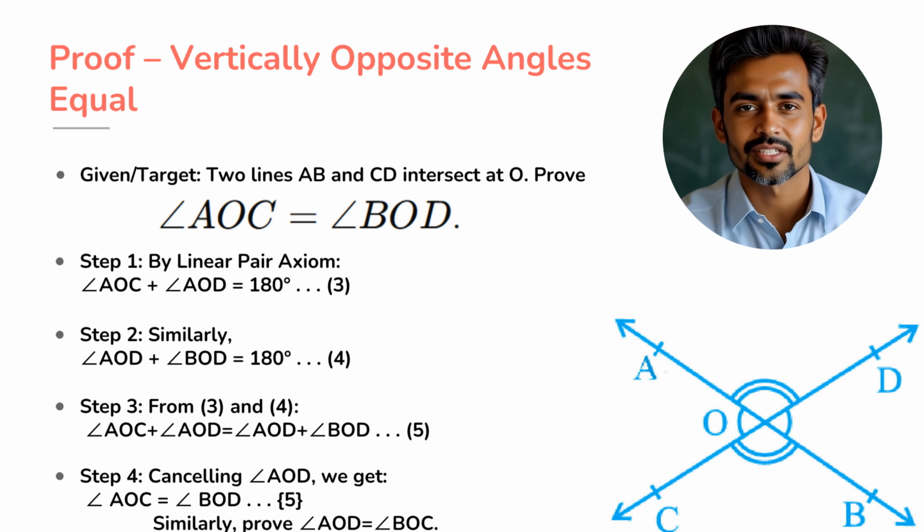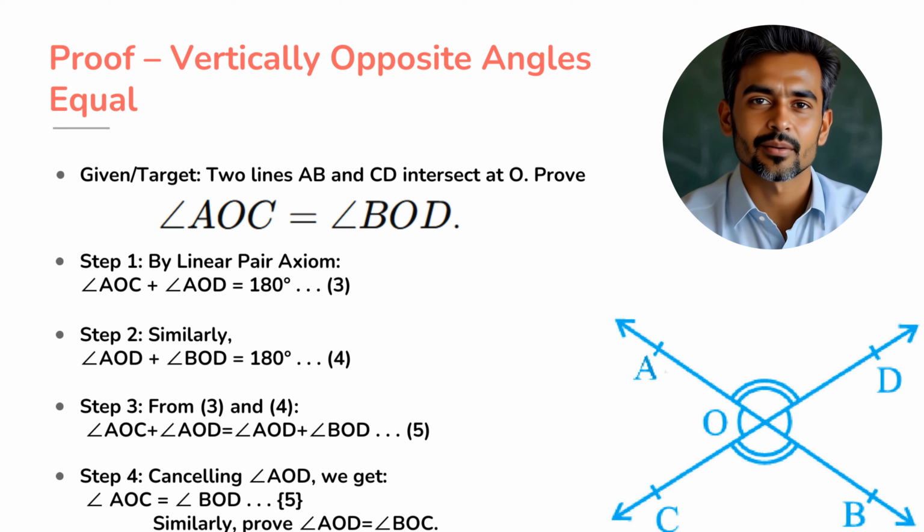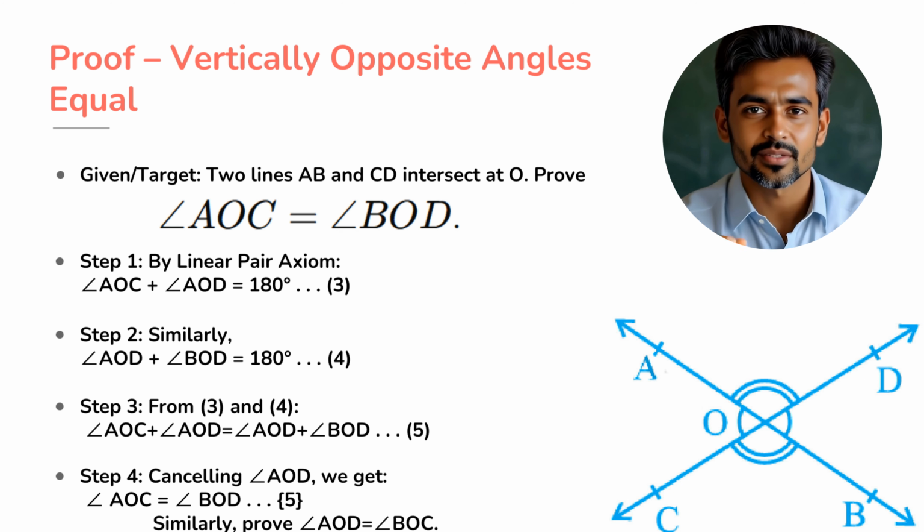Let's quickly prove this theorem step by step. Step 1. At point O, angles AOC and AOD form a linear pair. So, angle AOC plus angle AOD equals 180 degrees. Call this equation 3. Step 2. Similarly, angles AOD and BOD also form a linear pair. So, angle AOD plus angle BOD equals 180 degrees. Call this equation 4.